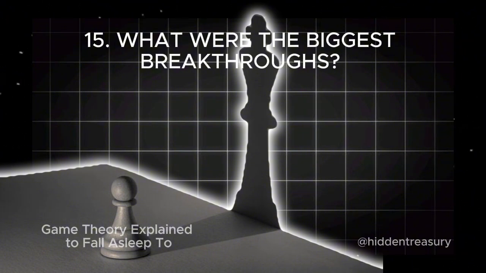Later developments pushed game theory beyond economics and politics. In biology, the theory helped explain animal behavior, why some species fight while others cooperate. In behavioral science, it helped unpack why humans often defy rational models in favor of fairness, emotion, or instinct. These expansions weren't just side notes. They redefined what counted as strategy.